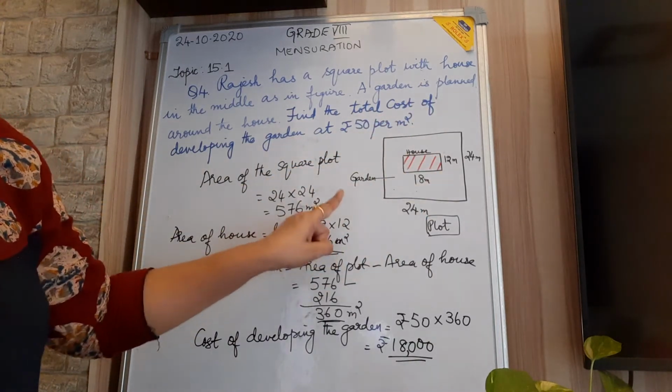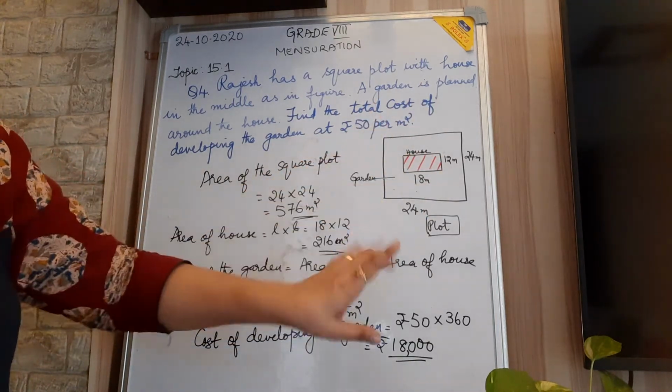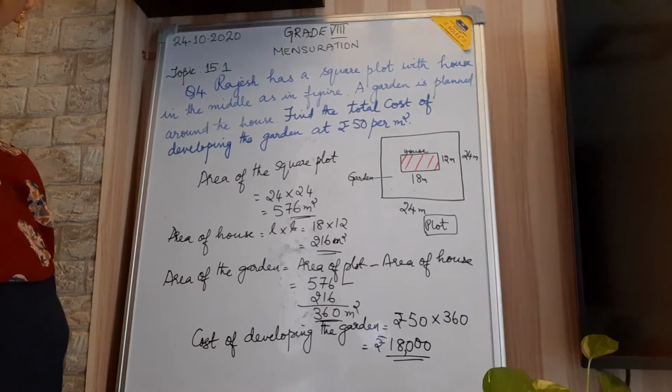Understood? That is, outer area minus the inner area will give you what is left out, that is the area of the garden. Now we will go for the next question.